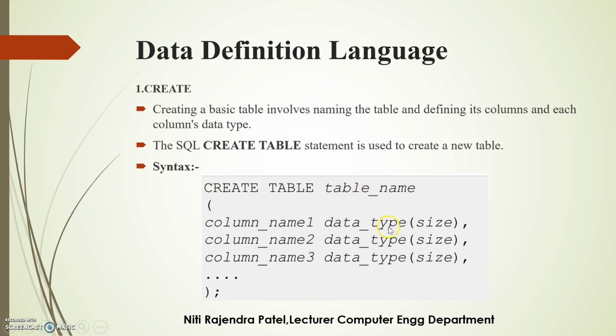Column name 1, data type, size. Column name 2, data type, size. Column name 3, data type, size. Column 1, column 2 and column 3 are the names of the columns which will appear in this table. The data type is the type of data which represents the particular column, which can be a character value, integer value, decimal value, or a date value. The size is the maximum length of the column inside the entire table.